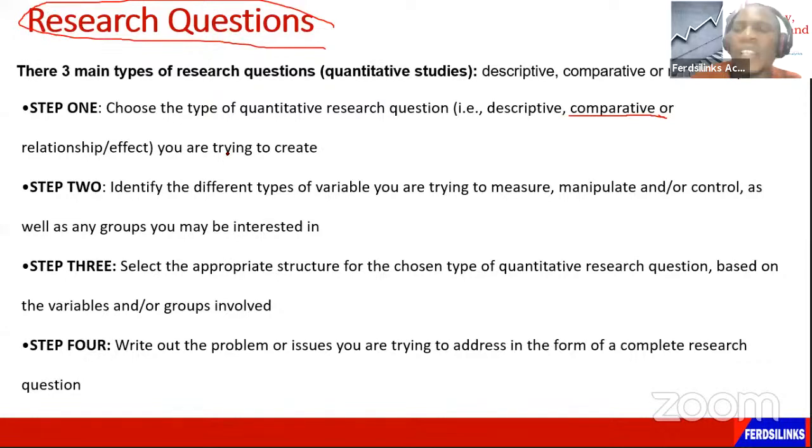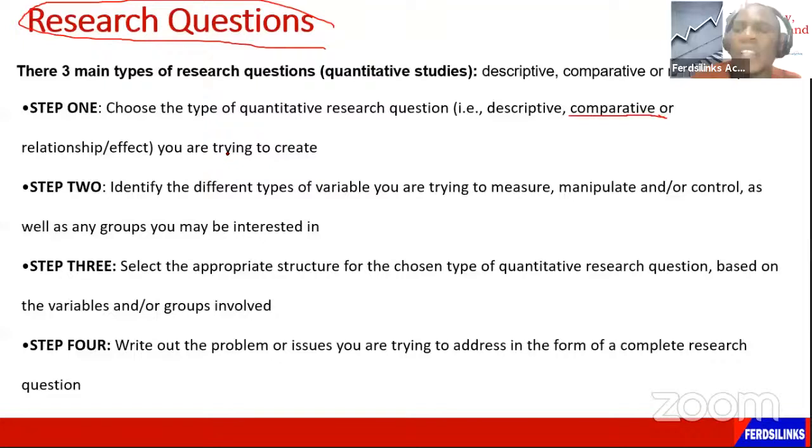The first step is that you must choose the type of study you want to conduct. Is it a quantitative study or a qualitative one? Now let's assume that you are taking a qualitative one. You must equally decide whether you want to simply do a descriptive study, or a comparative study, or a relationship question that has to do with effect.